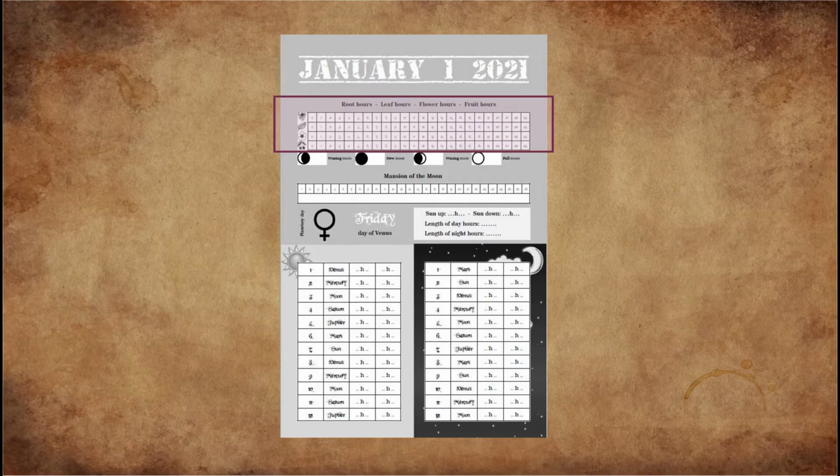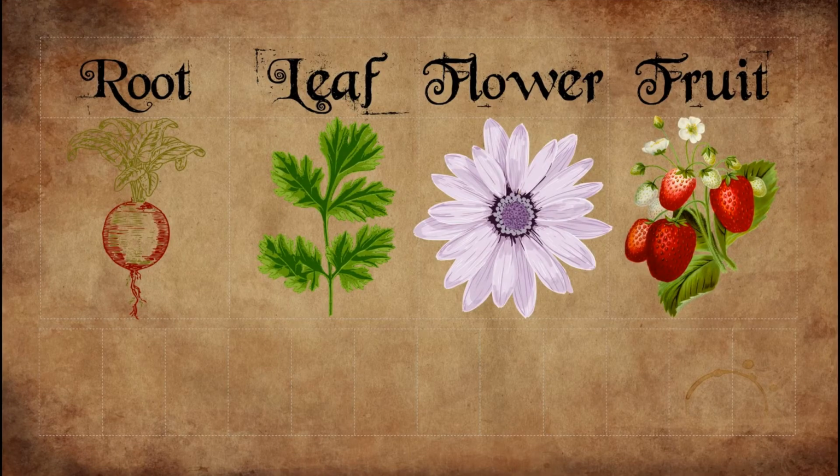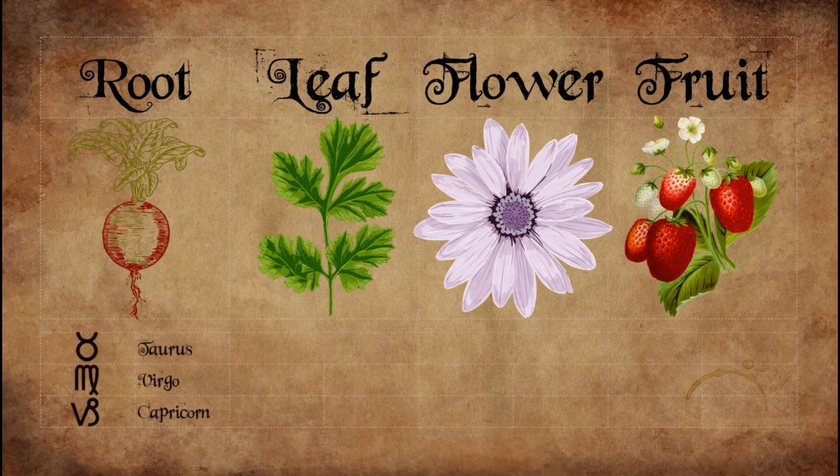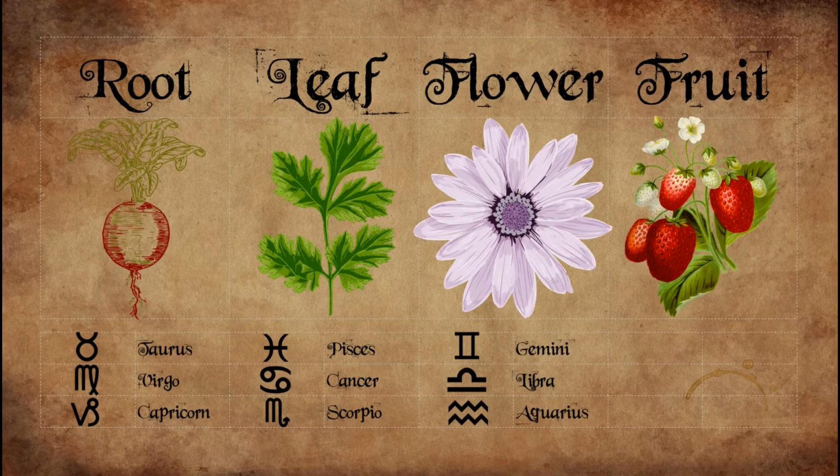As we have already seen, there are 4 main categories in which all of the plants on Earth reside, namely the root, the leaf, the flower and the fruit category. The root plants develop best when the moon is stationed in the zodiac sign of Taurus, Virgo or Capricorn. The leaf plants thrive when the moon is stationed in the zodiac signs of Pisces, Cancer or Scorpio. The flower plants feel at home when one finds the moon in the zodiac signs of Gemini, Libra or Aquarius. And finally, the fruit or seed plants have the best times when the moon is situated in the zodiac signs of Aries, Leo and Sagittarius.